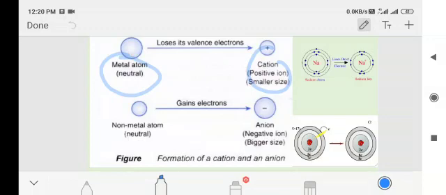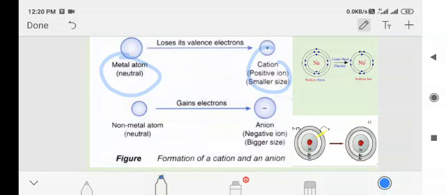Now let us see about non-metallic atoms. You know, to stabilize itself, a non-metal always gains electrons. When an atom takes electrons, that atom becomes negatively charged. A negatively charged ion is called an anion. And now let us see what is happening with the size.